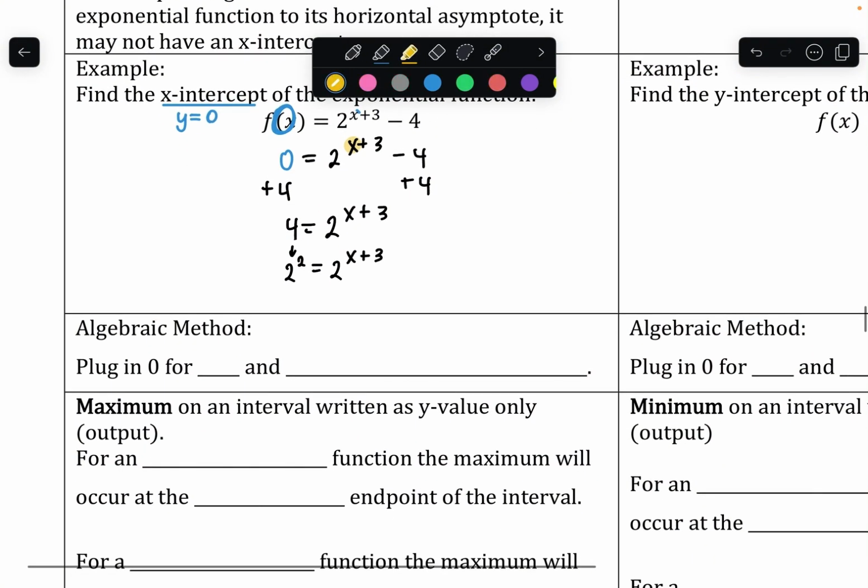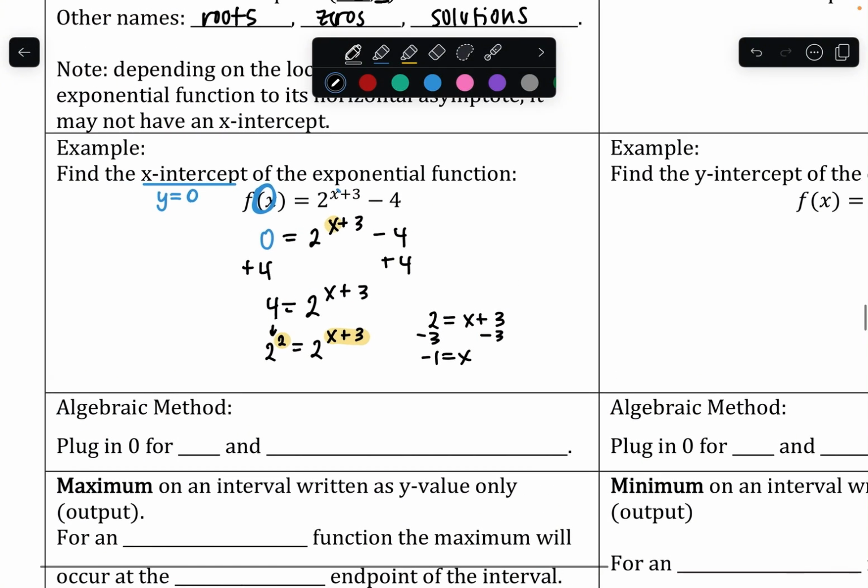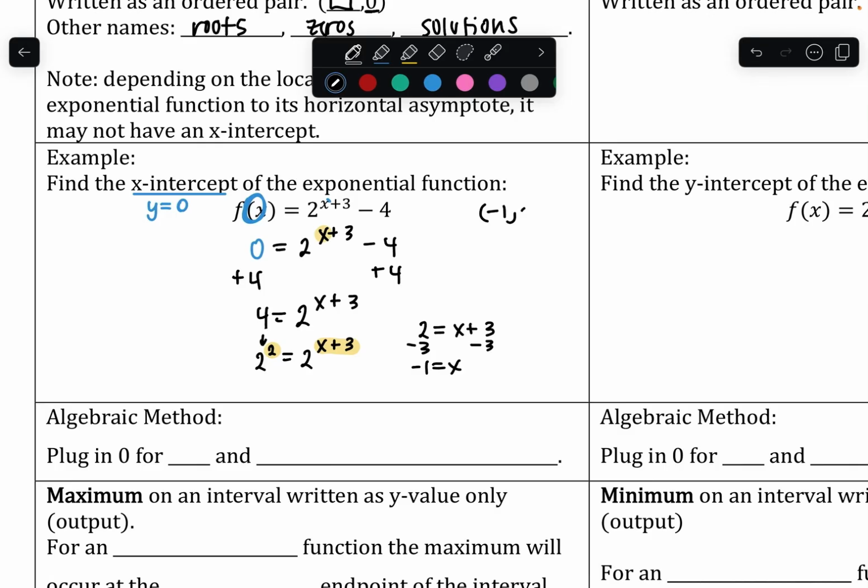Okay, and so now that my bases are the same, I know my exponents have to be the same, and so that leaves me with the equation 2 equals x plus 3. And so then I would just subtract 3 and get -1 for my x value. And so you always write your ordered pair as x comma 0, so here -1, 0.